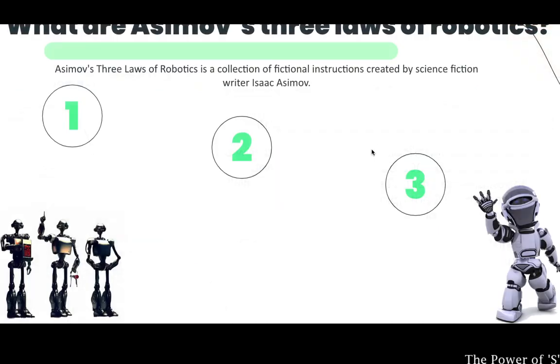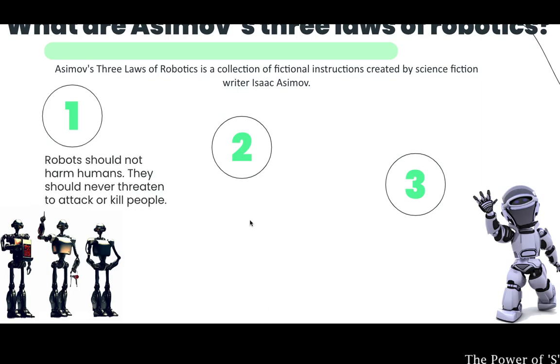So, what are Asimov's 3 laws of robotics? His 3 laws of robotics are a collection of fictional instructions created by a science fiction writer, Isaac Asimov. His first law is that robots should never harm people. They should never threaten or attack or kill people.